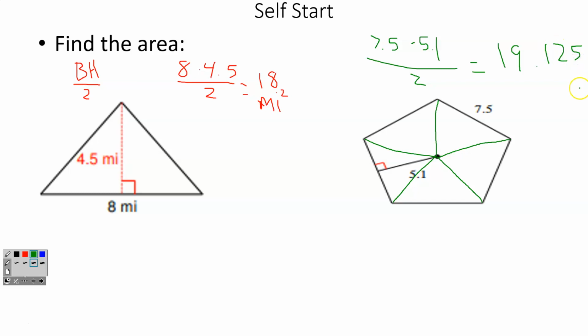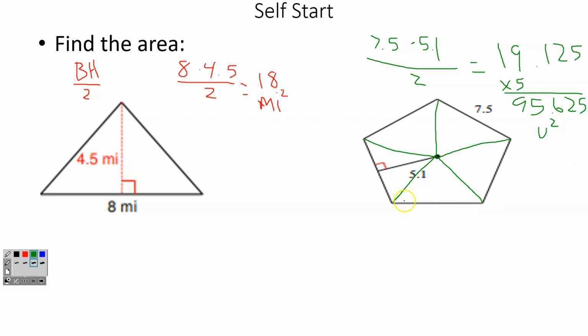Now, on the feedback from Friday, a lot of people would do that and then stop. They forgot that you also need to then multiply this number by the number of sides, the number of triangles. So I need to multiply this number by 5. And when I do that, I get an answer of 95.625. There we go. It would be units squared.